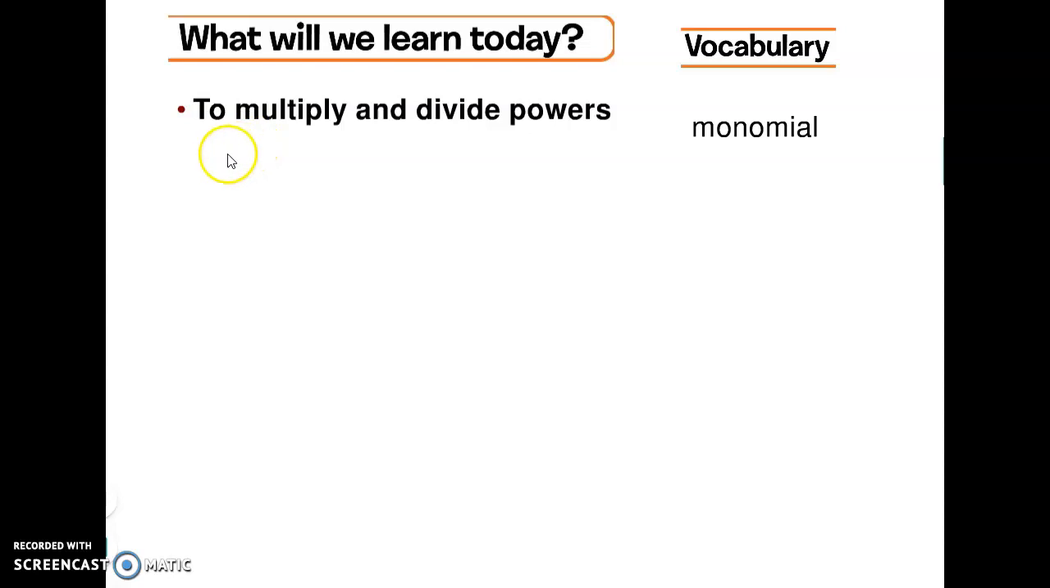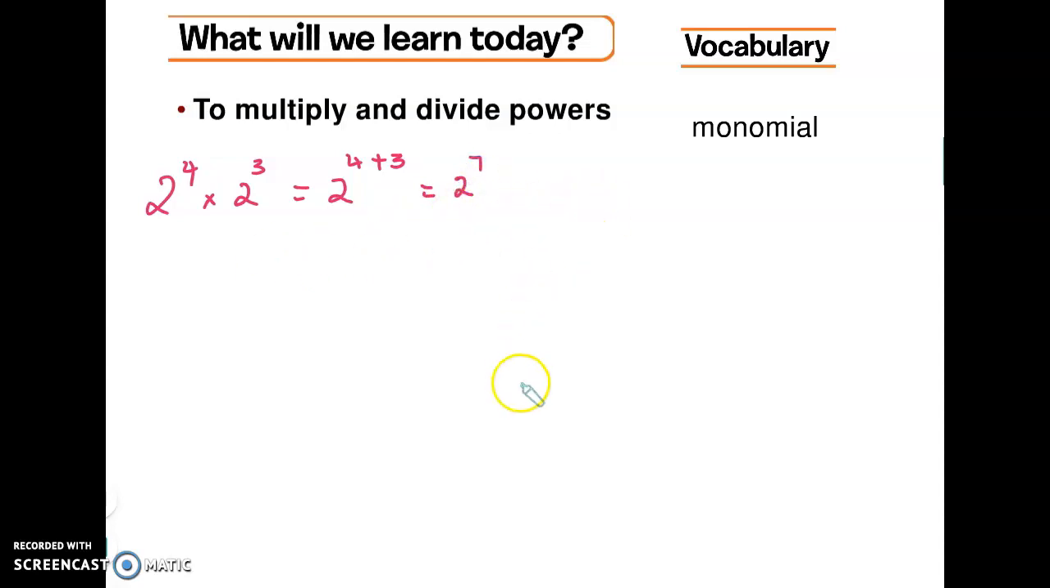Today we're going to learn to multiply and divide powers. So for example, to multiply powers, let's say 2 to the 4th exponent, and I want to multiply it with 2 to the 3rd exponent. What I need to do is keep the base and then add the exponents, which is 4 plus 3, which gives you 2 to the 7th exponent.